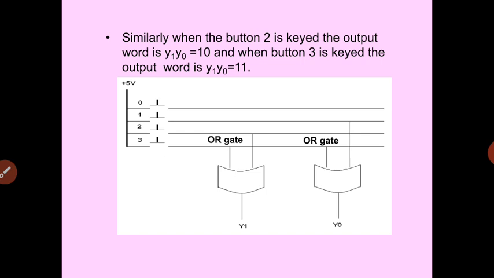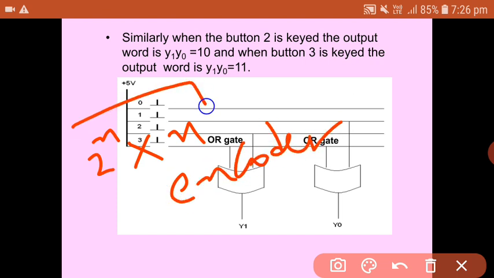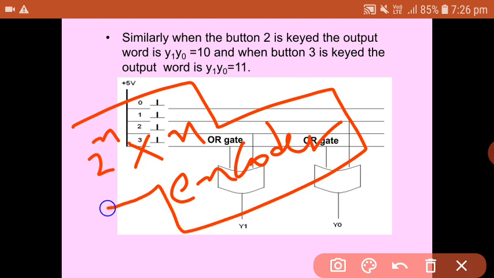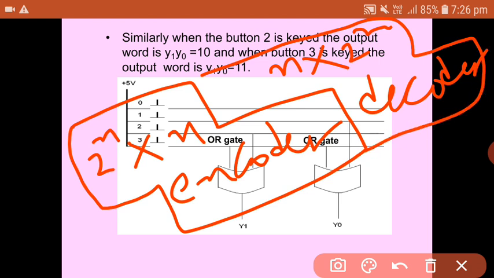Generally, the indication of the encoder will be 2 to the power of n into n encoder. It is simply opposite to the functioning of the decoder circuit, because how do we represent the decoder? It is n into 2 to the power of n decoder. So this is the representation of the decoder and this is the representation of the encoder, which are opposite to each other. Its functioning is also opposite.